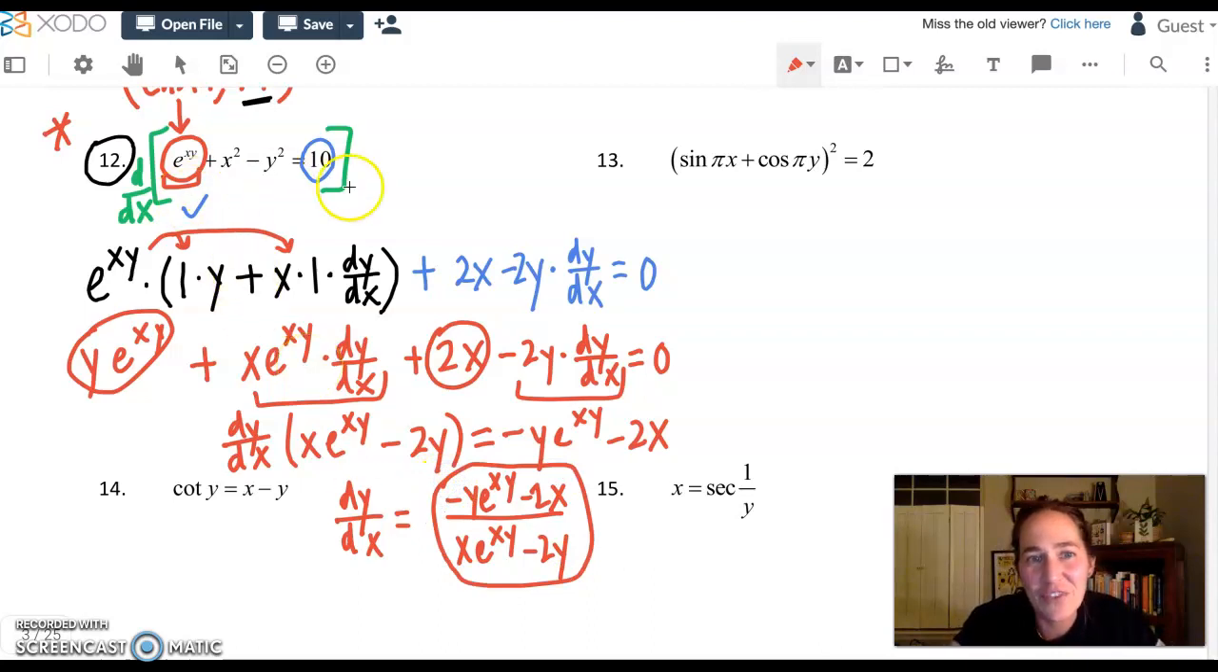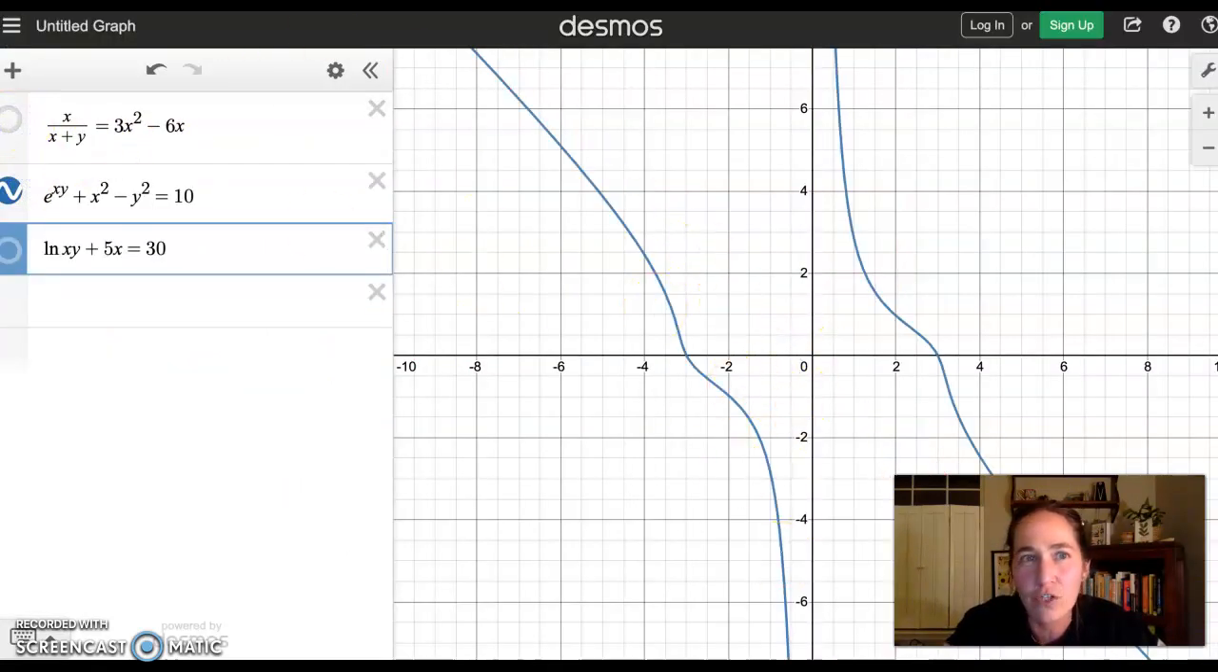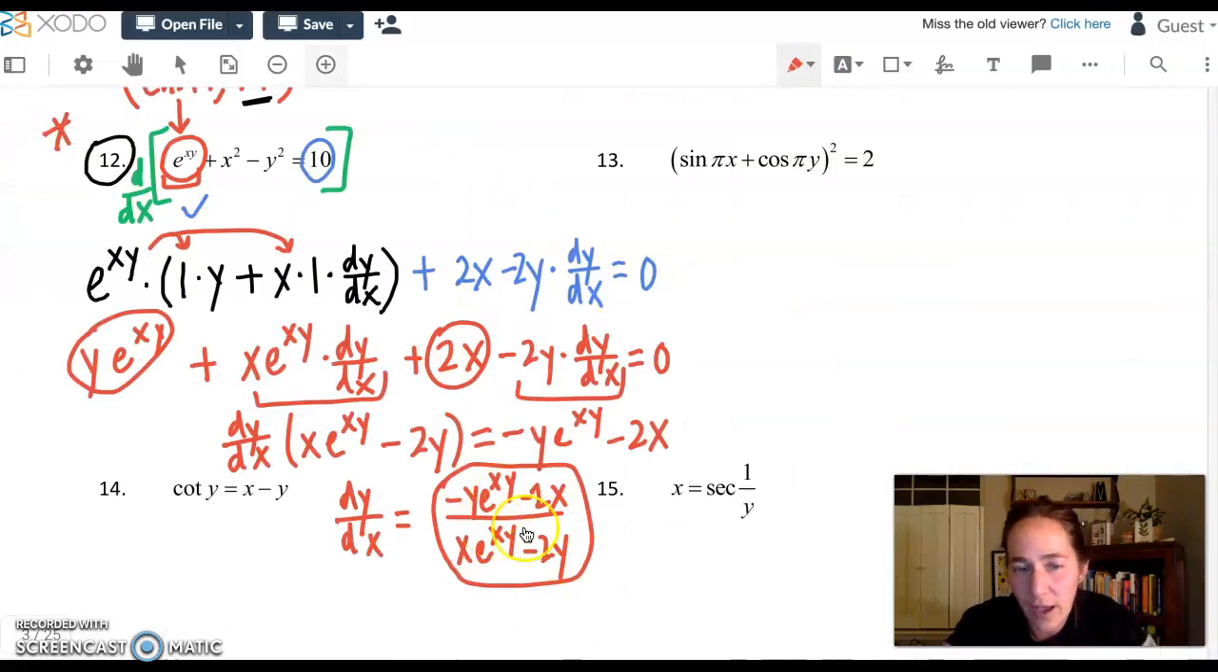I was thinking about this function and what it might look like too, so I checked it out on Desmos. The original graph is going to look like this in blue here, kind of a cool shape. And now the answer we got is a good expression for the rate of change.